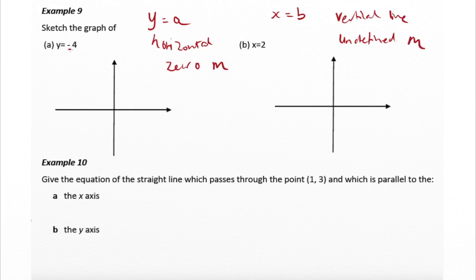Okay, so let's have a look. So y is equal to negative 4. That indicates that we need to find the point at which y is equal to negative 4 and draw a straight line through it. Actually through the point, not like the one that I've done. It's as simple as that. So have a shot at drawing x is equal to 2.